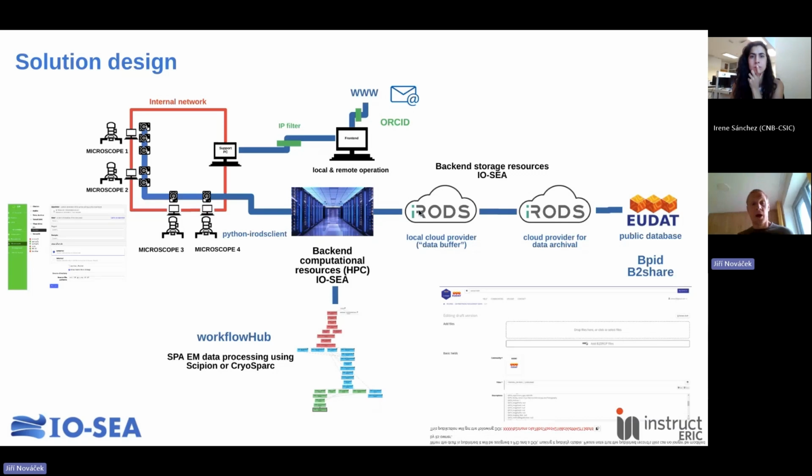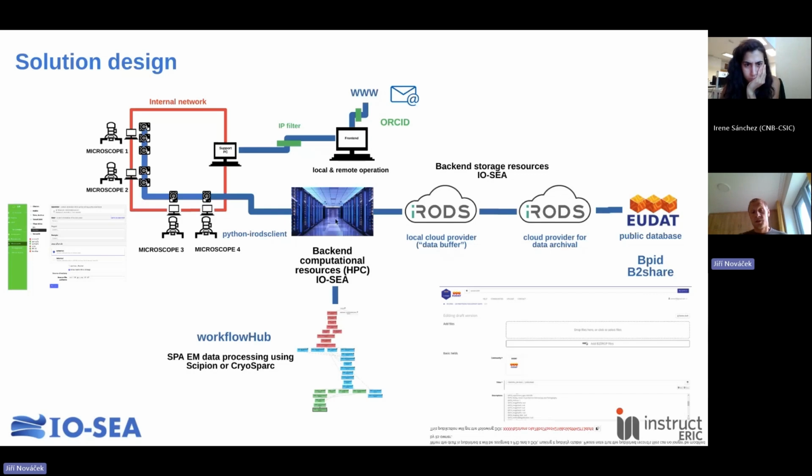We use iRODS, a federated cloud solution, as a platform to transfer the data around in our system. And once the data are transferred to this cloud storage that is close to the HPC, we can start the data analysis. For that, we've implemented two solutions. One is based on Scipion, and the other on CryoSPARC. Both are very popular in the community to run real-time data analysis.